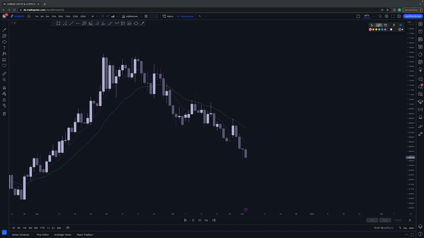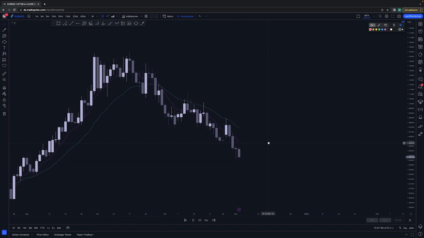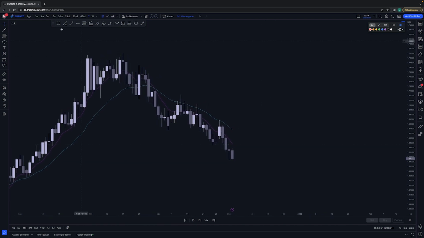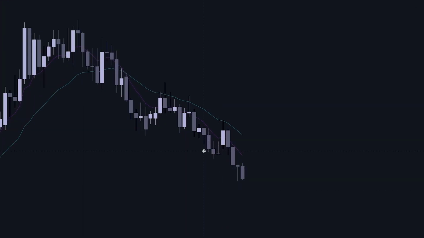And what we have here as well is that the market makes lower lows, lower highs, lower lows, lower highs, lower lows right here. So we are definitely in this downwards movement. So the first step, we are done. We know where the market is going, and now we want to identify our key structure levels. And what we have here, guys, is this structure level again.